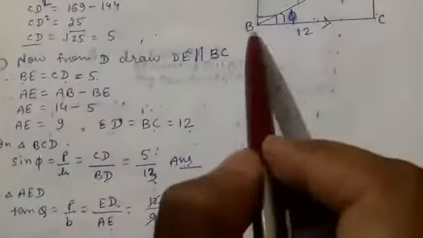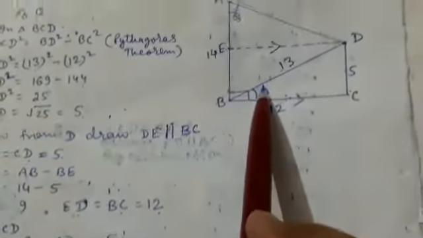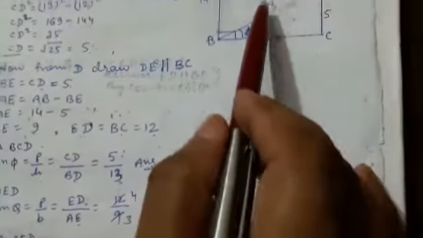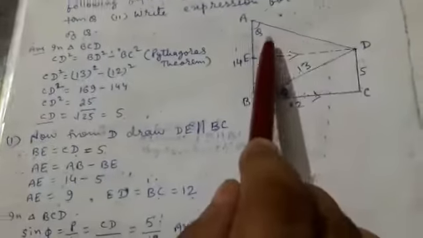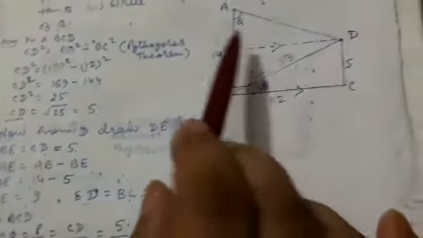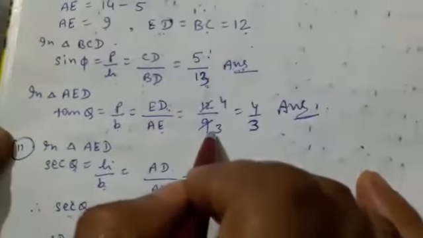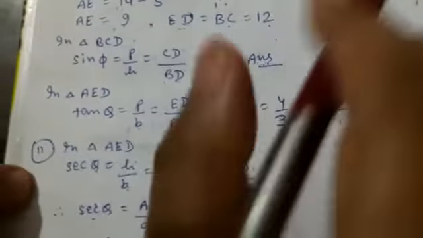Now in triangle BCD, let us see. Sin phi, this is phi. Sin phi is equal to P by H. So CD by BD, that is equal to 5 by 13. This is our first answer. Now second answer, in triangle AED, tan theta is equal to what? P by B, means ED by AE. So ED by AE is 12 by 9. Now simplifying this number, 3 4s are 12, 3 3s are 9, 4 by 3 will be our answer.